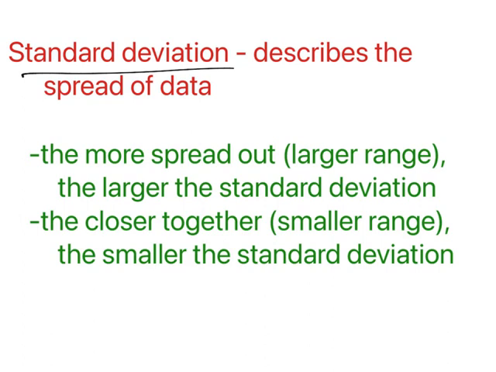So the larger the range, the more spread out the data is, which means we have a larger standard deviation. Whereas if your data is all bunched up, it's going to have a smaller range. Remember, range is max minus min. So if we have a smaller range, our data is closer together, and that means we have a smaller standard deviation. It's nice that those things go together.